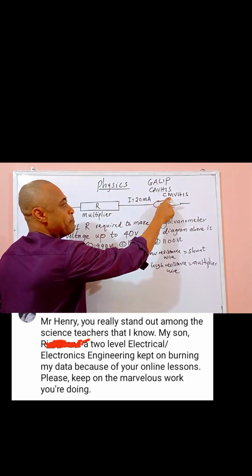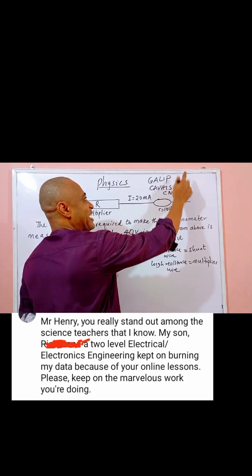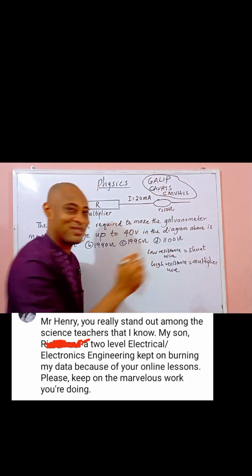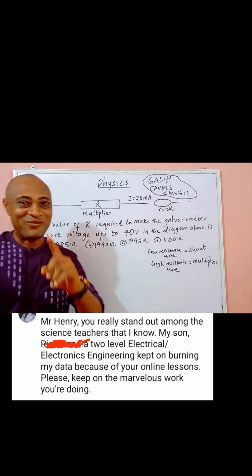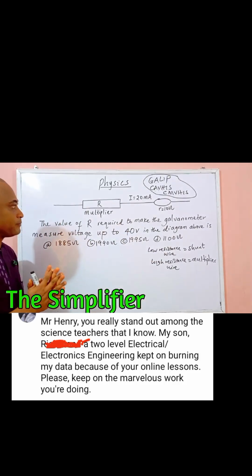If I want to convert a milliammeter to a voltmeter, you connect a high resistance wire in series. Write it down somewhere. The simplifier is giving you a code this time. Write it down somewhere. Now let us look at this question.